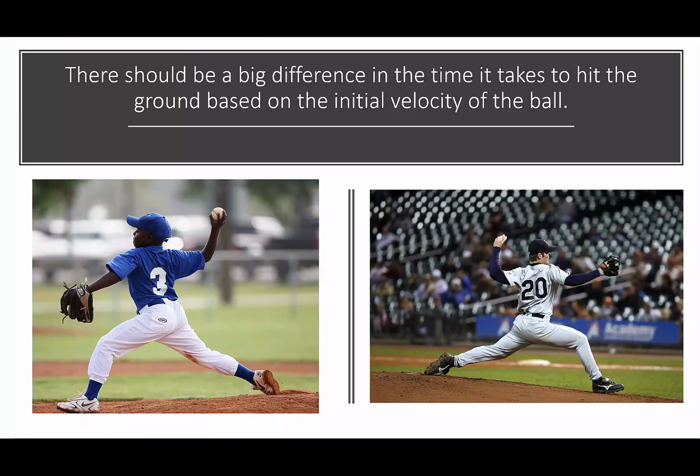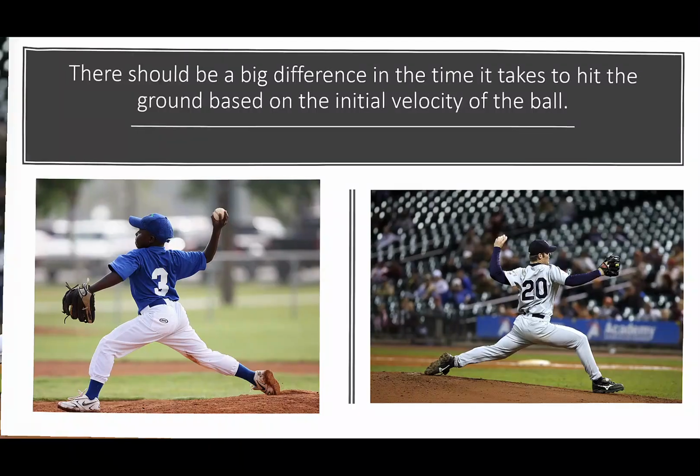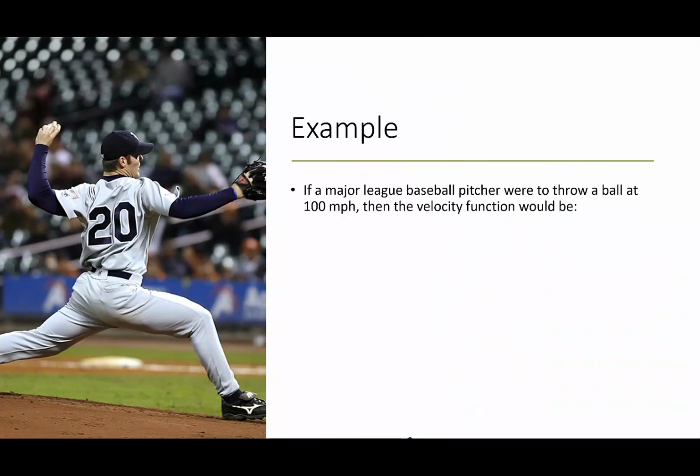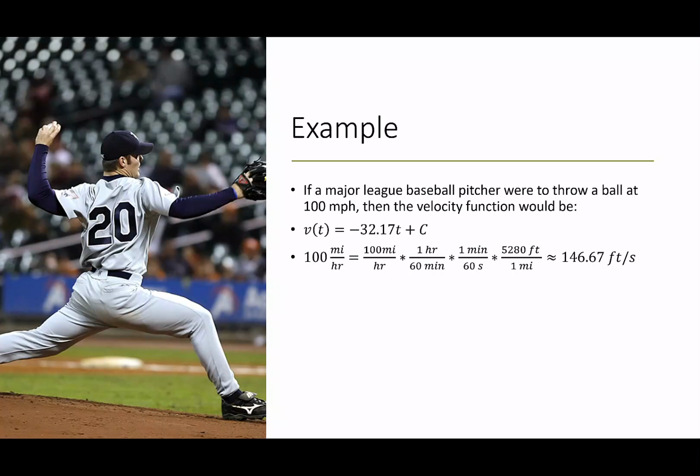There should be a big difference in the time it takes to hit the ground based on the initial velocity of the ball. For example, if a Major League Baseball pitcher were to throw a ball at 100 miles an hour, then the velocity function would be v of t is negative 32.17t plus c. To find c, we are going to convert 100 miles per hour into feet per second because our acceleration was given in feet per second squared.